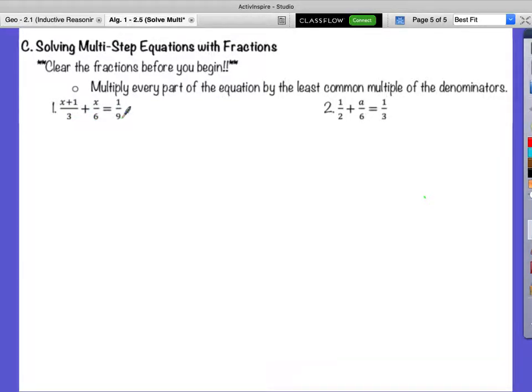3. 9 times what is 18? 2. So they all multiply to 18. That's what we call the least common multiple. It's the lowest number they all multiply to get to, okay? There's no other number that they all multiply to get to that's smaller than 18.